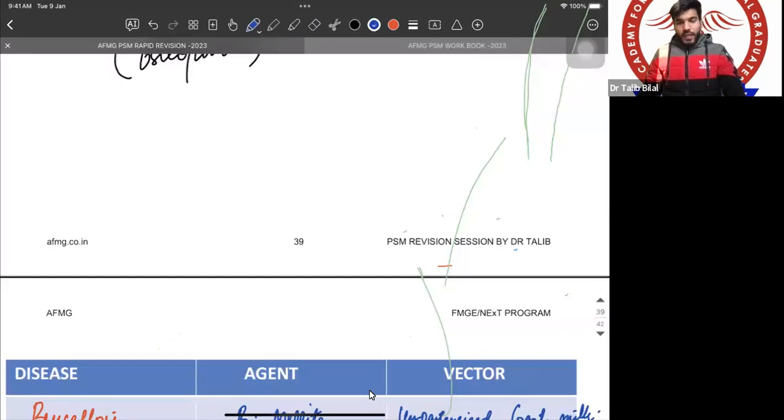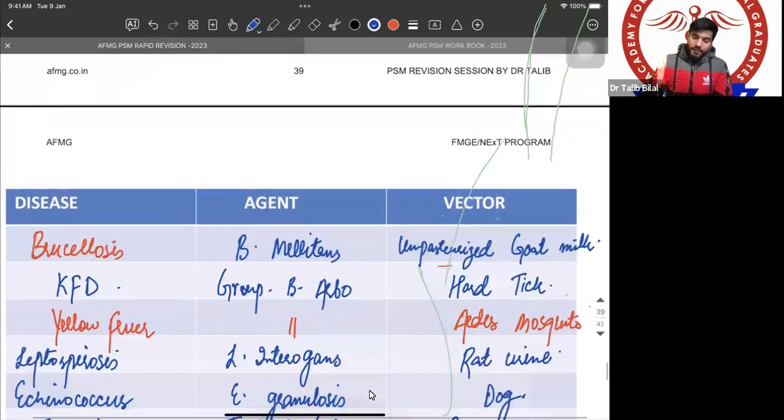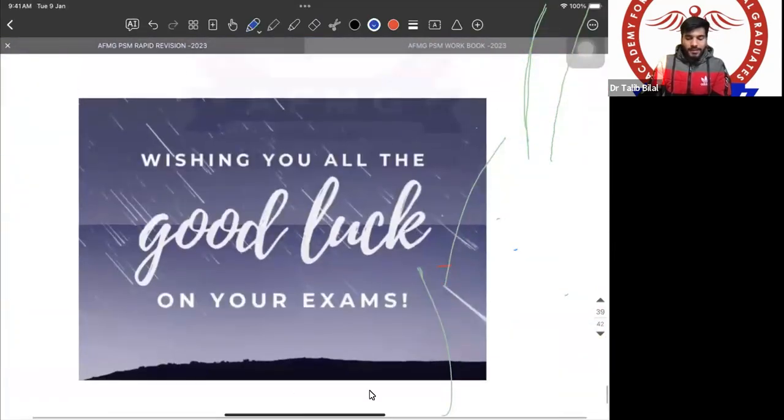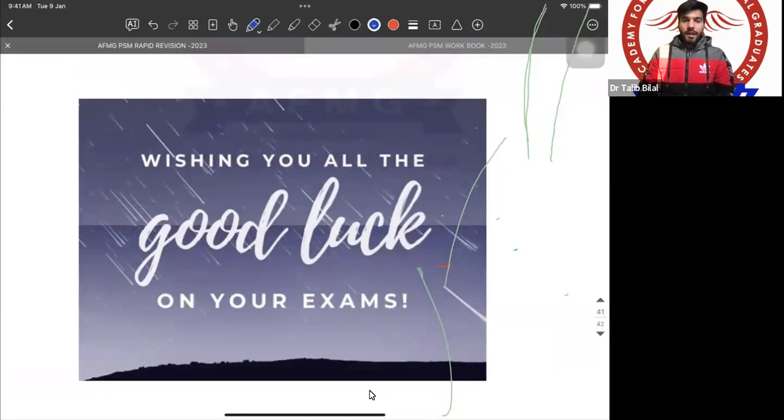For yellow fever, group B arbovirus. Is that okay, guys? For Rocky Mountain Spotted Fever, RMSF, what is an agent? Rickettsia. Very good, guys. Tsutsugamushi is for which typhus? Scrub typhus. So this was all about disease, agents, and the vector. In the short form, you can remember them. Then we are done with this rapid revision.